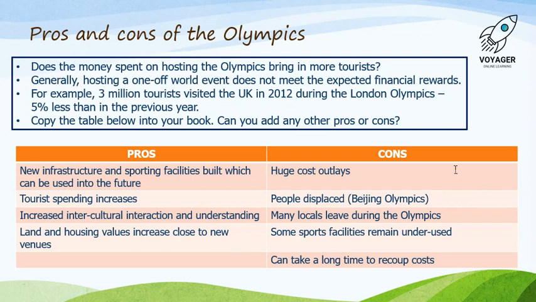However, the cons or the negatives of hosting the Olympics are that there is a huge cost to do so. People have been displaced, for example, in Beijing, when they built new infrastructure and stadiums, people who lived there had to move somewhere else because they were in the way of the new stadium. Many locals actually leave during the Olympics because it's just too busy. They don't like being around all those visitors and all those people.